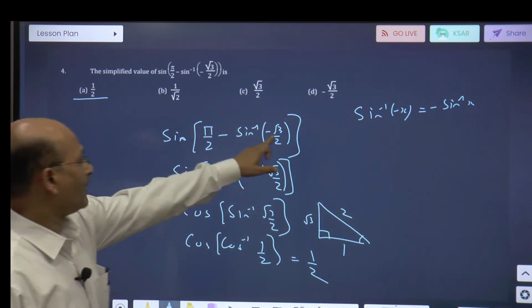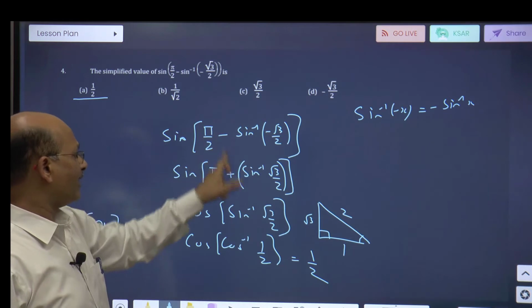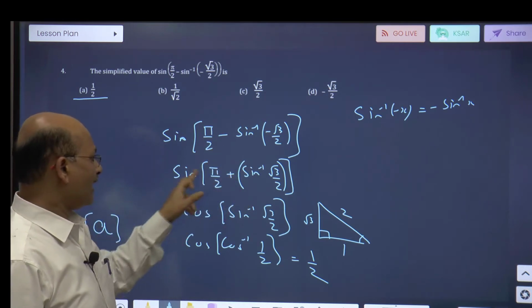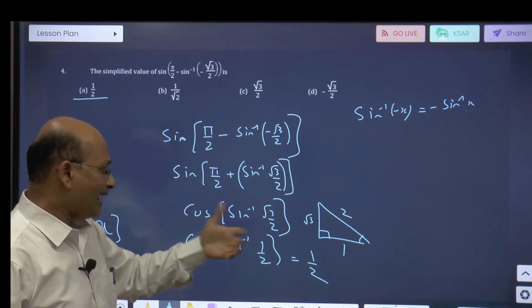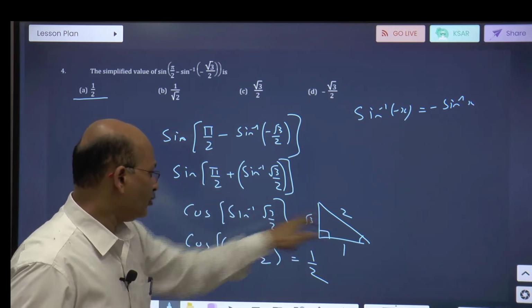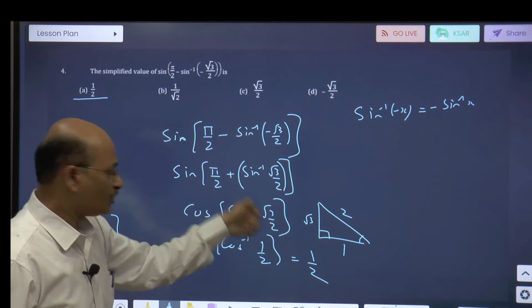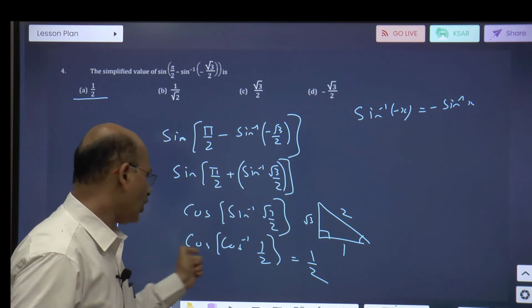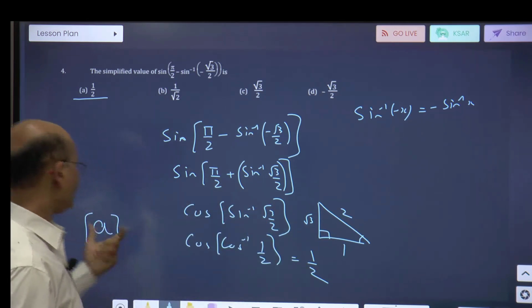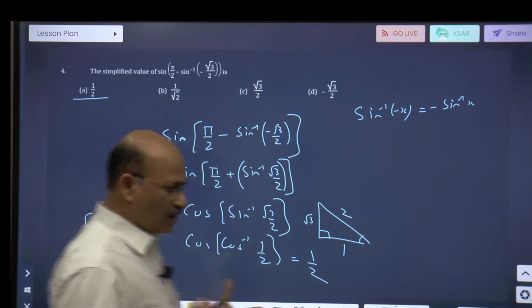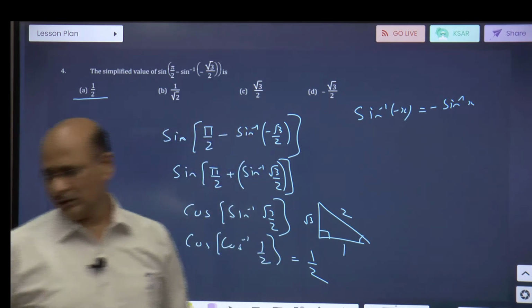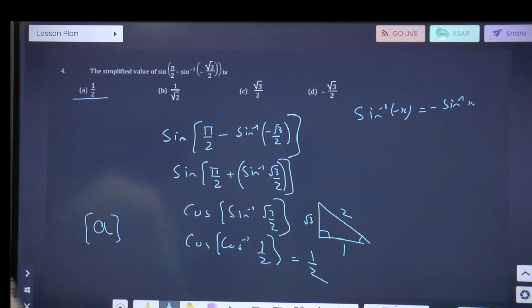So sine inverse of minus x, I wrote minus. So minus of minus will become plus. So sine of 90 plus theta is cos theta. But cos and sine inverse are not compatible. So I use the right angle triangle because I have to change inside the cos inverse format. And cos of cos inverse half is nothing but half, and half is the option given here right away. So it's not a panicky situation.